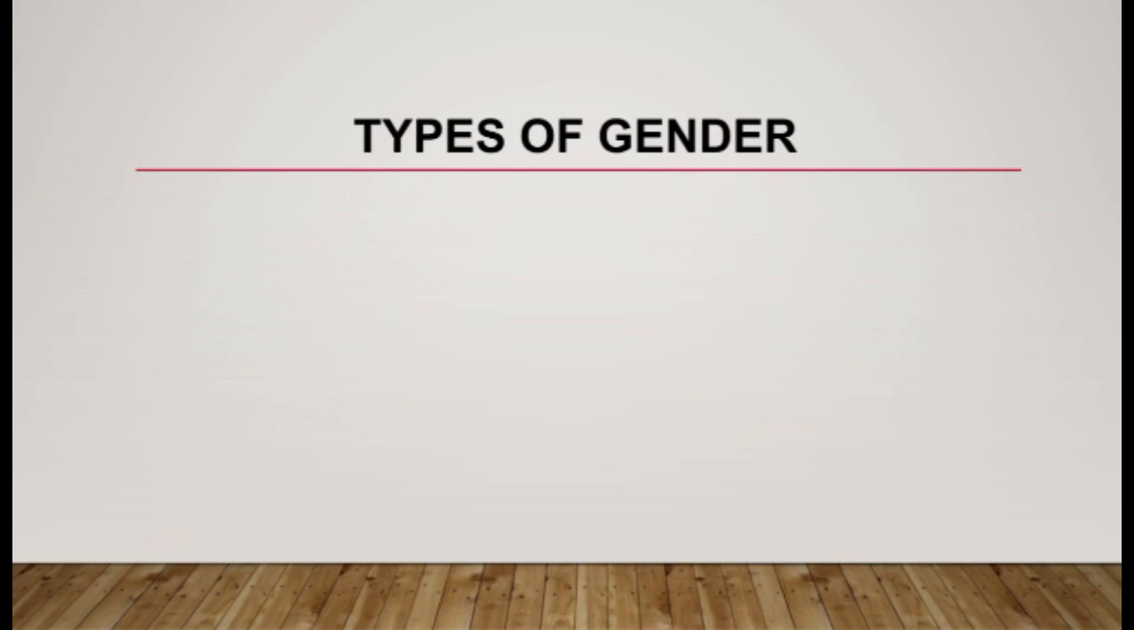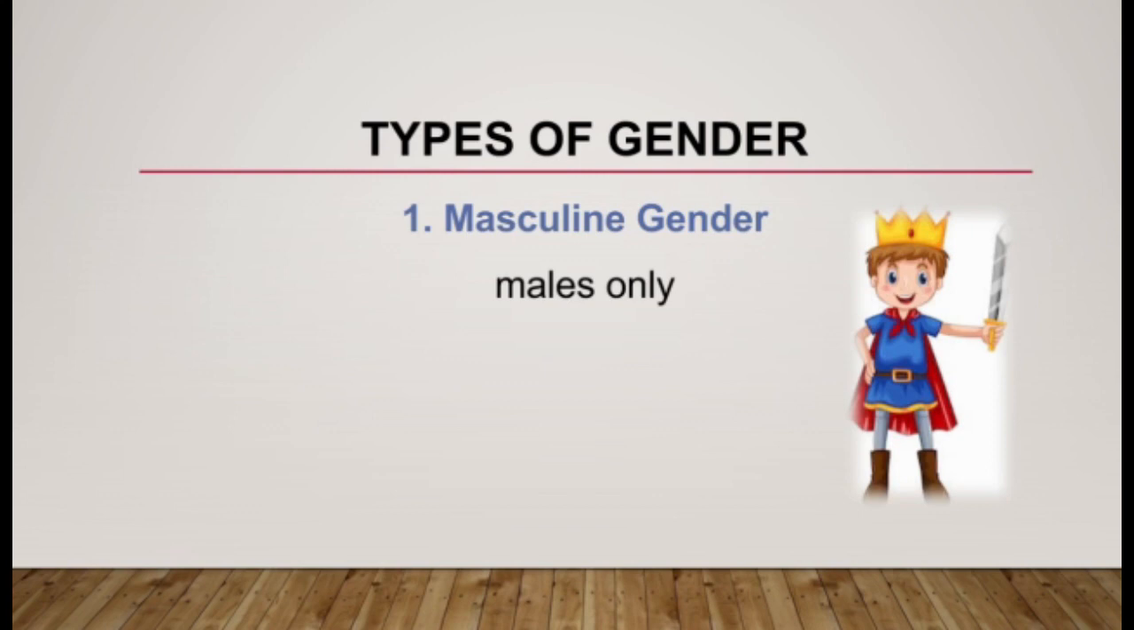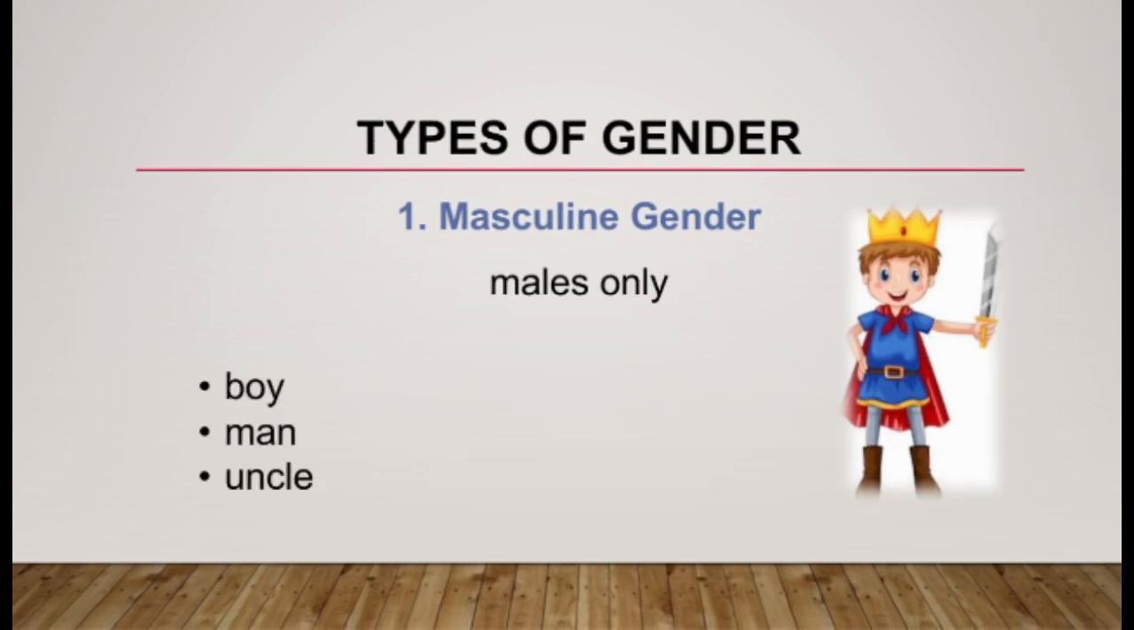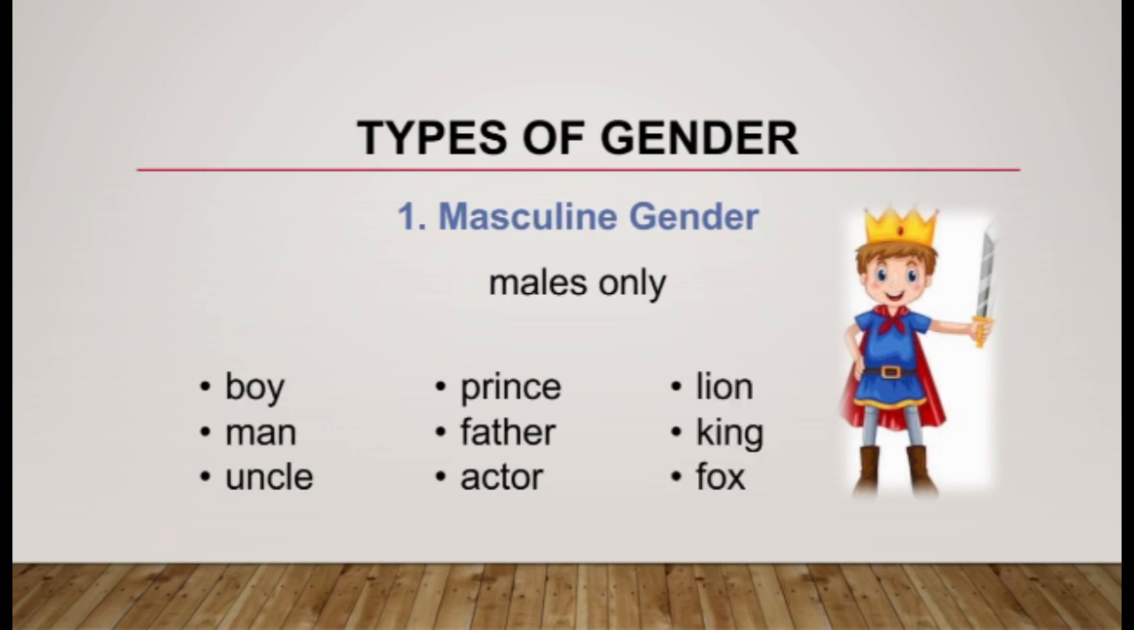Now that you know the basics of genders, let us learn the different types of genders in detail. There are 4 different types of genders. The first one is masculine. This category of genders is used for males only. For example, boy, man, uncle, prince, father, actor, lion, king, and fox. All of these nouns are males and they belong to the masculine category of genders.